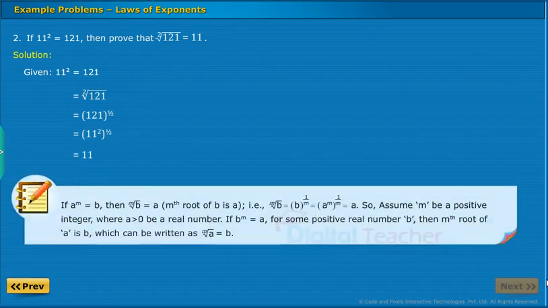Note: if a^m = b, then the mth root of b is a. The mth root of b = b^(1/m), which is equal to (a^m)^(1/m), that is equal to a. So, assume m is a positive integer, where a > 0 is a real number. If b^m = a for some positive real number b, then the mth root of a is b, which can be written as the mth root of a = b.